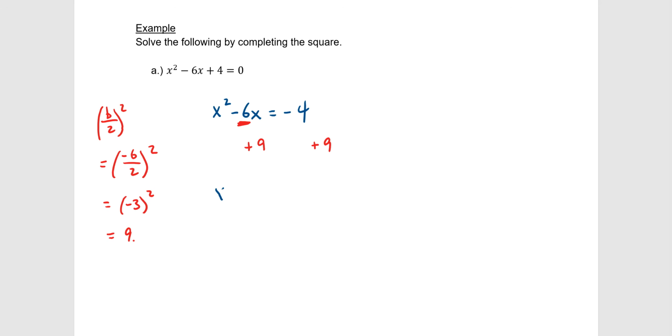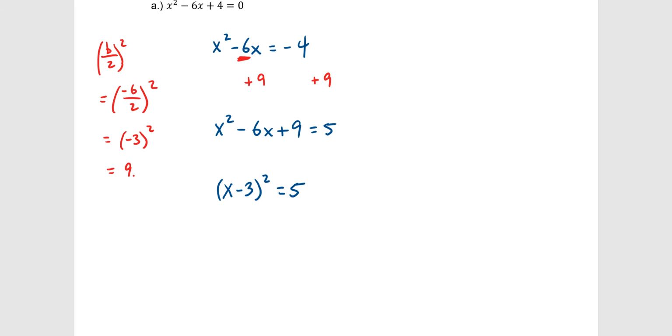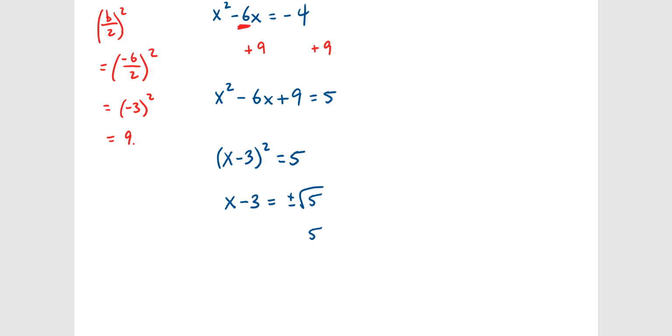What we get on the left is x squared minus 6x plus 9. On the right, we get negative 4 plus 9, which is 5. What we just created on the left-hand side of this equation now is a perfect square trinomial. We can factor this to x minus 3 times x minus 3, but you can just skip right to rewriting it as x minus 3 squared. And now all we have to do is take the square root of both sides. Taking the square root on the left cancels the squared. On the right we get plus or minus the square root of 5. And now we just have to add 3 to both sides.